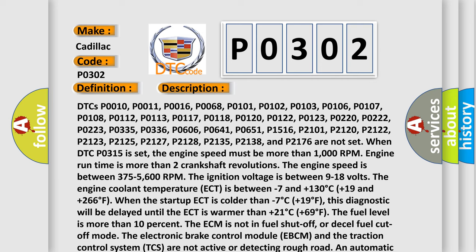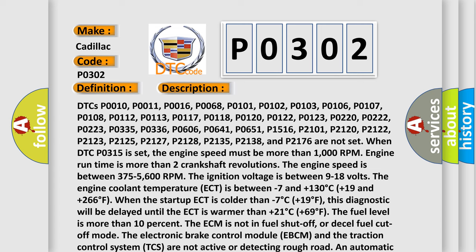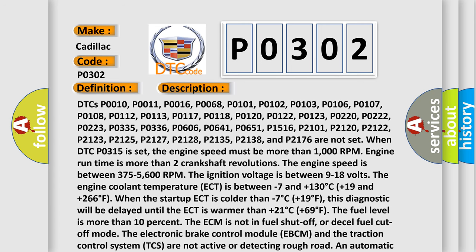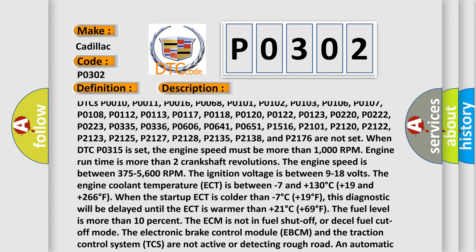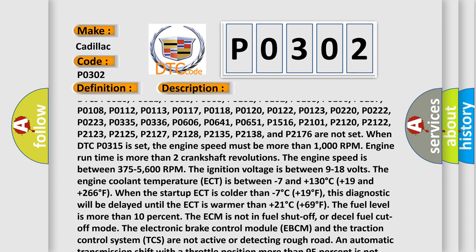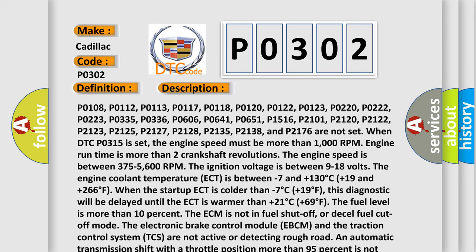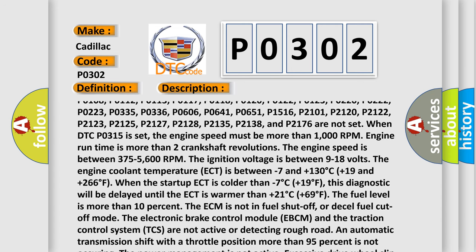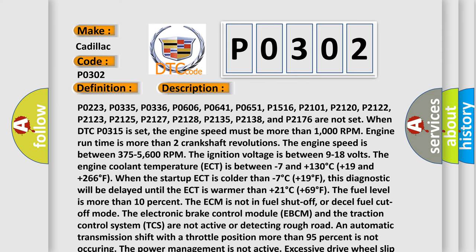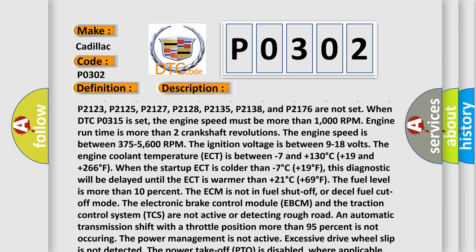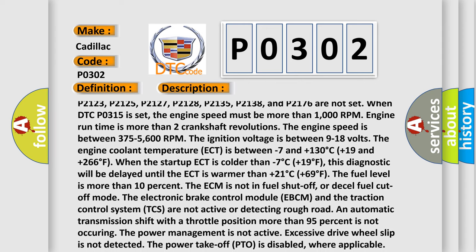DTCs P0010, P0011, P0016, P0068, P0101, P0102, P0103, P0106, P0107, P0108, P0112, P0113, P0117, P0118, P0120, P0122, P0123, P0220, P0222, P0223, P0335, P0336, P0606, P0641, P0651, P1516, P2101, P2120, P2122, P2123, P2125, P2127, P2128, P2135, P2138, and P2176 are not set when DTC P0315 is set.